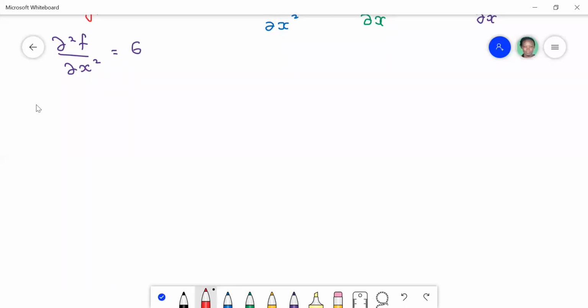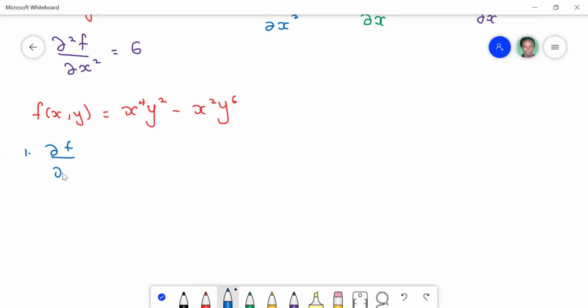Let's take another example. I have my function f of x, y to be equal to x to the power 4 y squared minus x squared y to the power 6. Let's take some. So the first thing I want to do is find the partial derivative of f with respect to x, but I'm taking what? The second or the first? Okay, let's do the first.